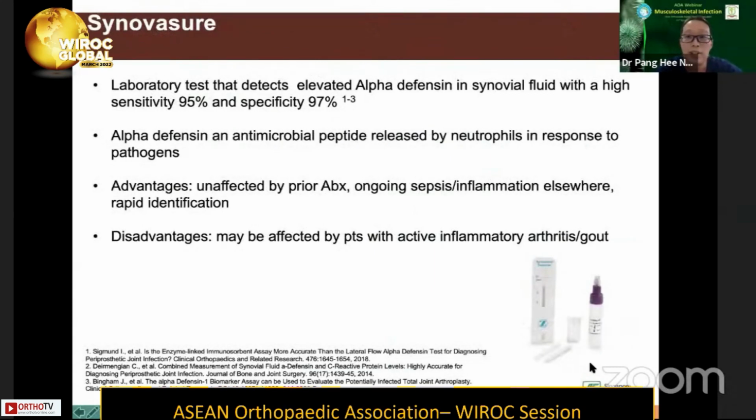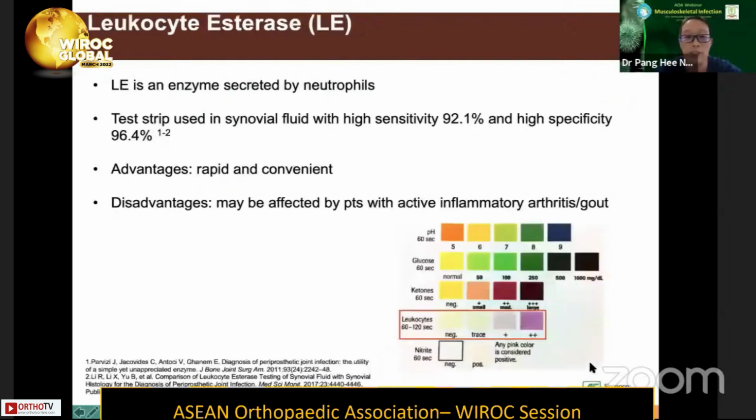Alpha defensin is getting very popular nowadays. However, it's expensive. The advantages are the test is unaffected by prior antibiotics, ongoing sepsis and inflammation, and there's rapid identification. Within 10 minutes, you will have results. Okay. Unfortunately, the results may be affected by patients with active inflammatory arthritis and gout. This will give you false positive readings, or if you have a bloody tap, that would also give you false positive readings.